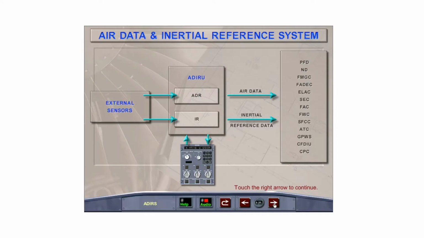The Air Data and Inertial Reference System, or ADIRS, is comprised of 3 independent Air Data and Inertial Reference Units. Each Air Data and Inertial Reference Unit is divided into 2 sections, the Air Data Reference Section, or ADR, and the Inertial Reference Section, or IR. The ADIRS supply data to the primary flight displays, navigation displays, flight management and guidance computers, engine control, various flight control computers, ATC transponder, ground proximity warning system, centralized fault system, and cabin pressure control.